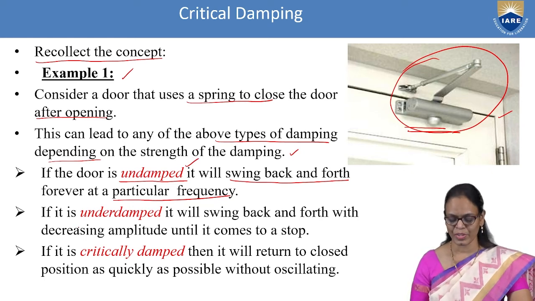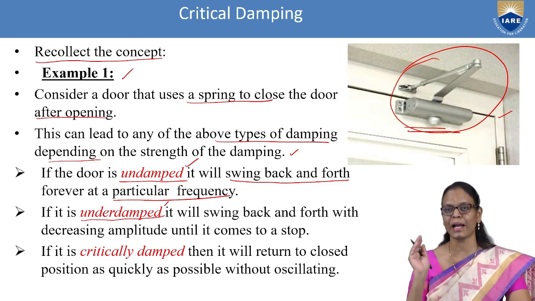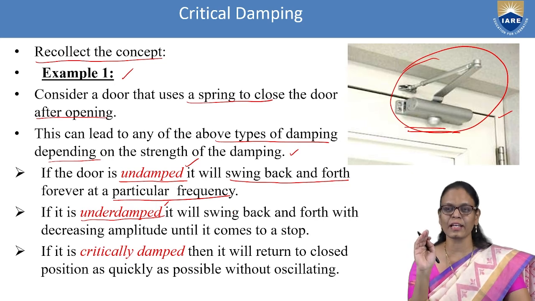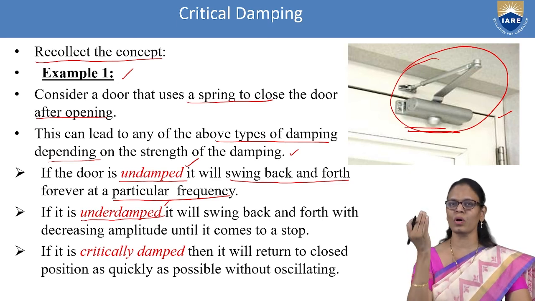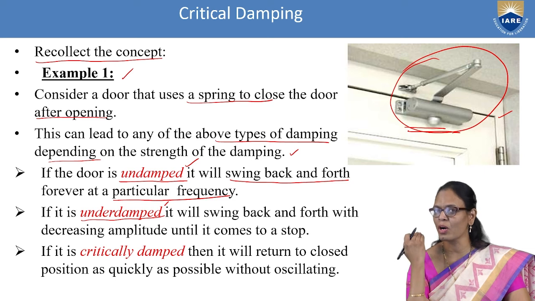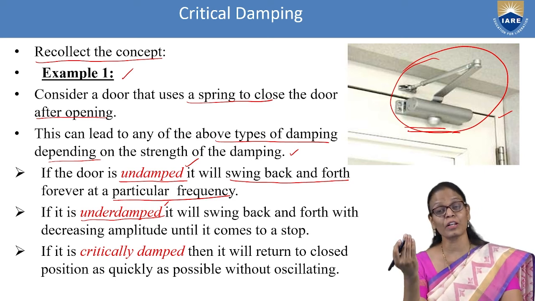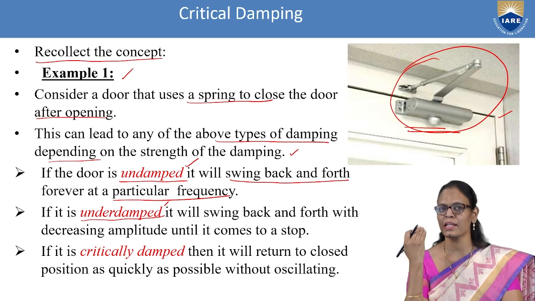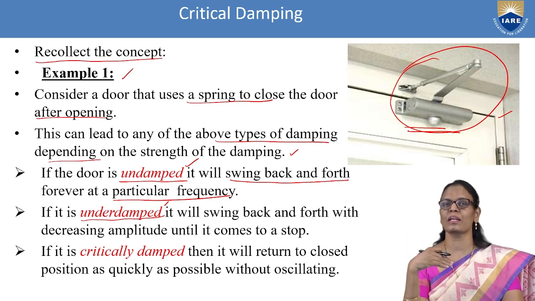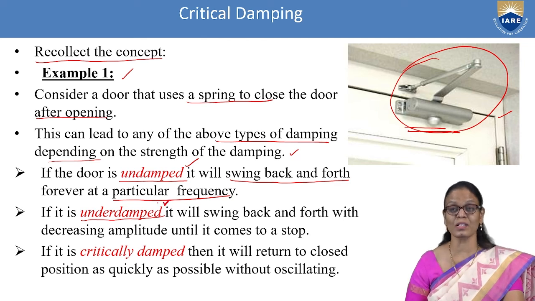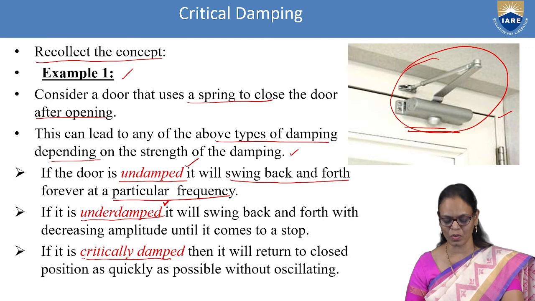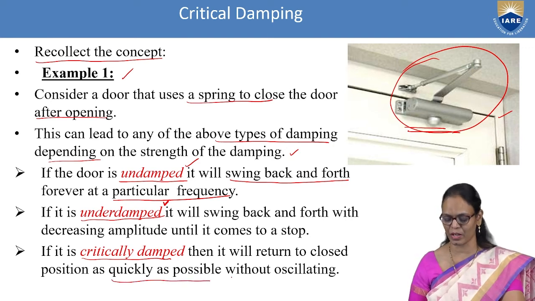Now the second case. If it is underdamped, it will swing back and forth with decreasing amplitude and then it will come to rest. So when you open the door and come inside, the door has to close automatically, but it does not close immediately. It will oscillate with decreasing amplitude and then slowly come to the equilibrium position. So is it required for it to oscillate? No. Now the third case, if it is critically damped, then it will return to the closed position as quickly as possible without oscillating.